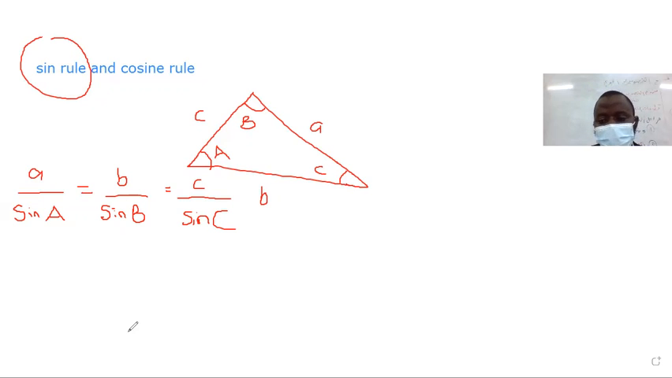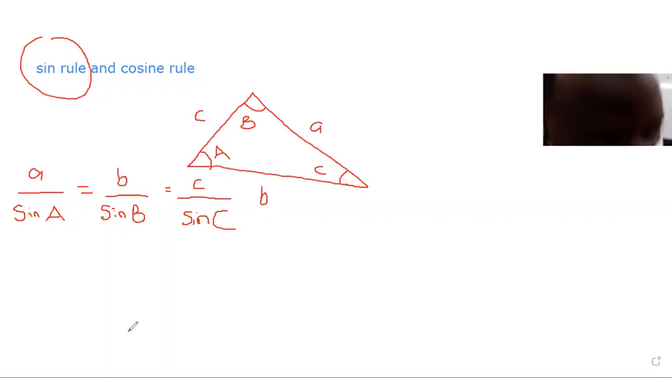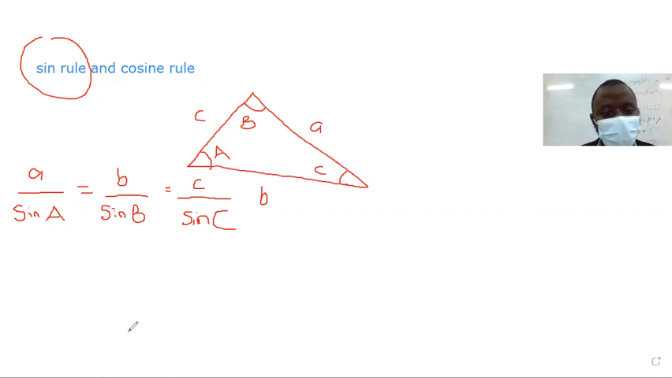Okay, so let us try to take some examples. Remember, do not forget that the side of an angle is always opposite to that angle. So it is important that you know this so that you can easily apply this law, sine rule. Okay, let's take some examples. Let us take some examples to apply the sine rule.